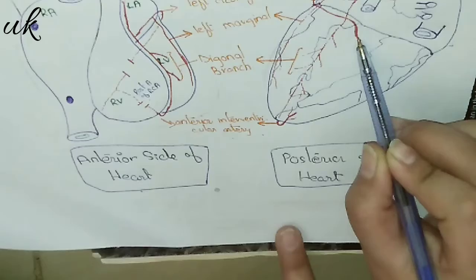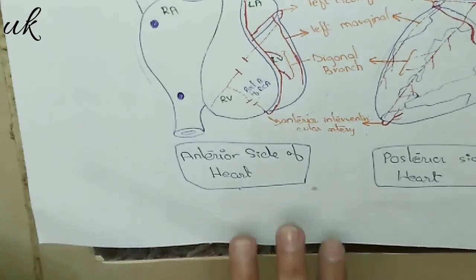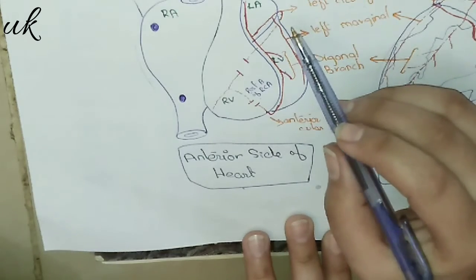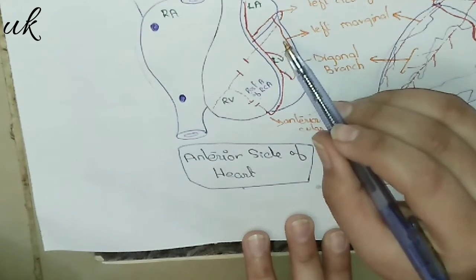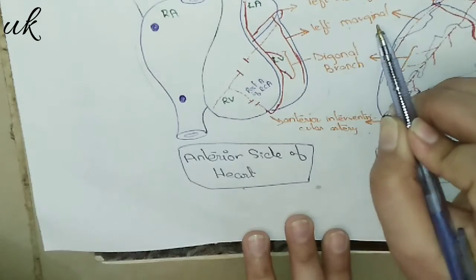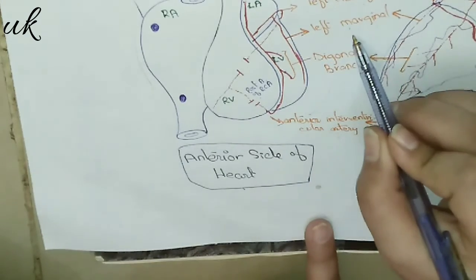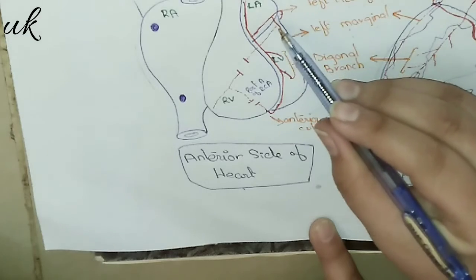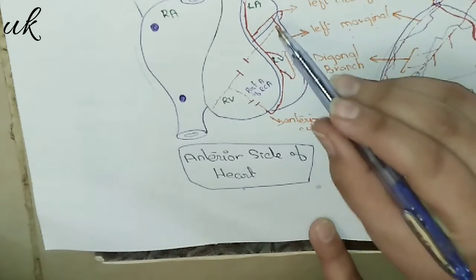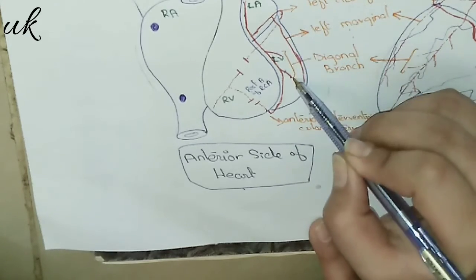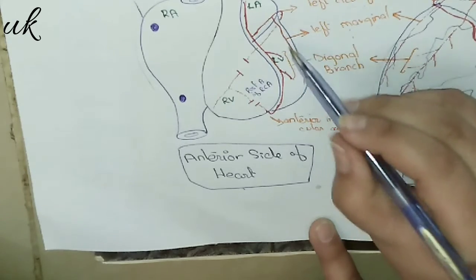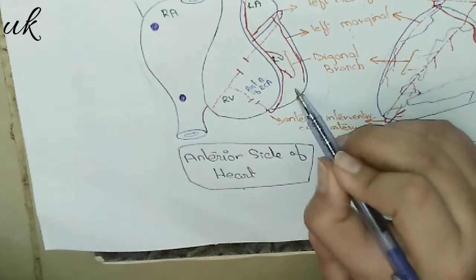Before it moves backward, it gives off another branch known as the marginal branch. You can see here, this is called the left marginal branch of the left circumflex branch. It follows the left margin of the heart and supplies the left ventricle.